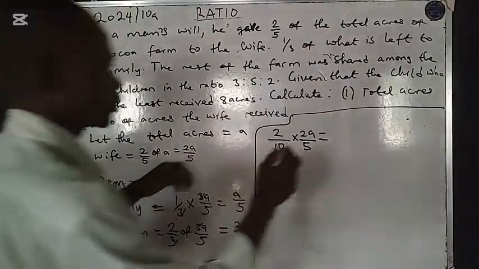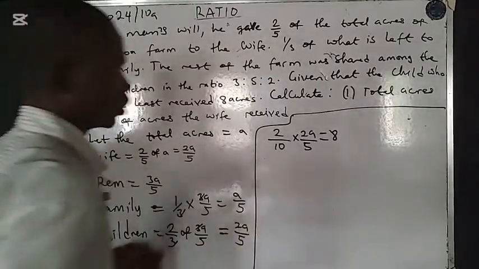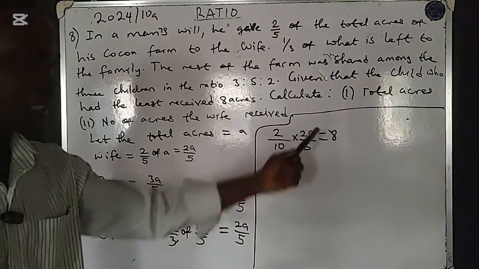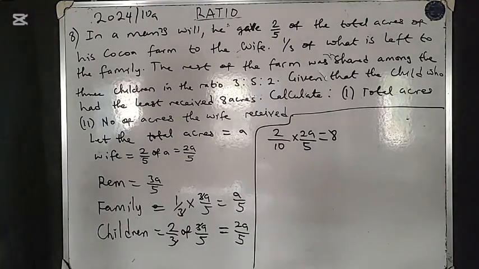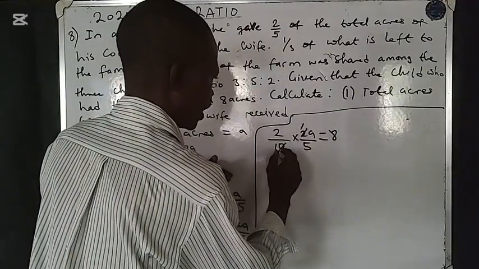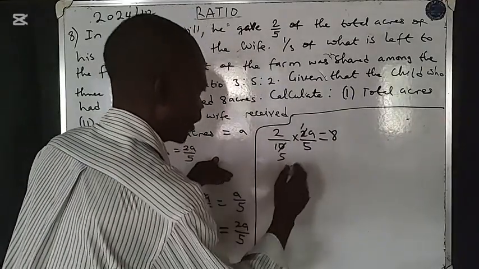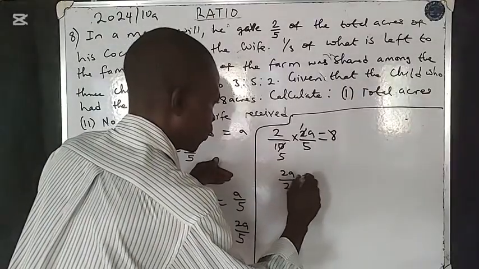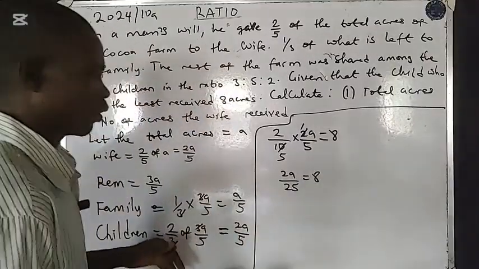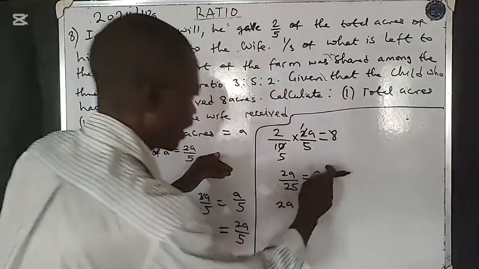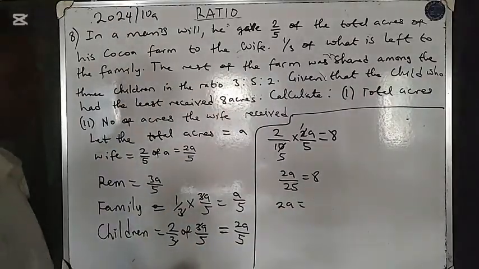It's not so. We have 8 here. With this, we should be able to find the total acres because A is there, Abi. A represents total acres. It's not so. So 2 here is 1, 2 here is 5. 2 times A, we have 2a/25 equals to 8, right? When you cross multiply, we have 2a equals to 25 times 8. That will give us 200, right?